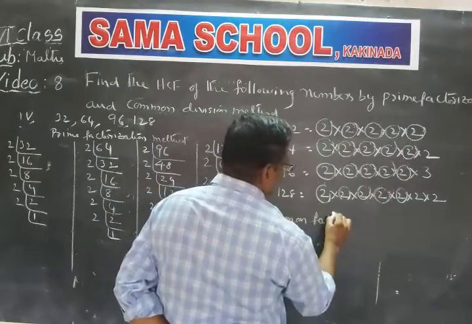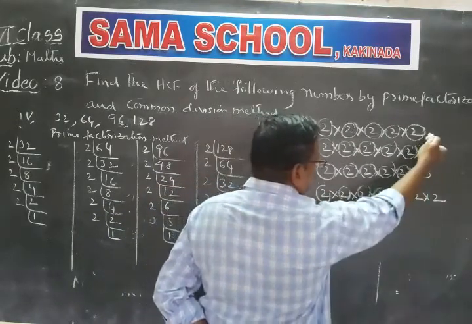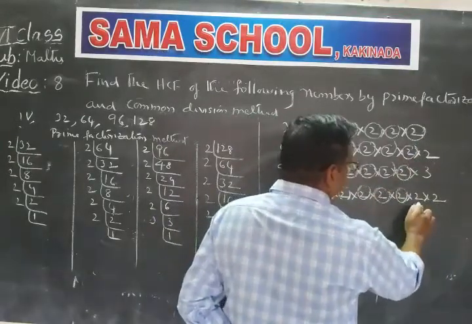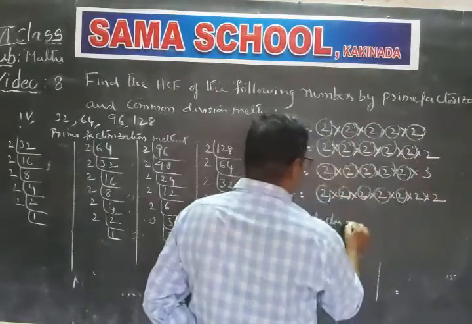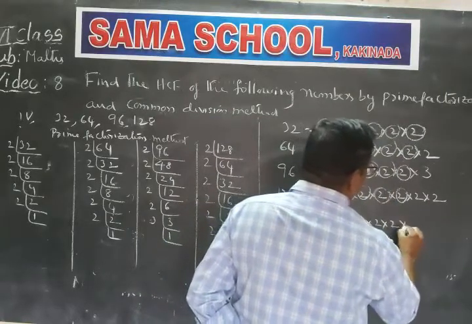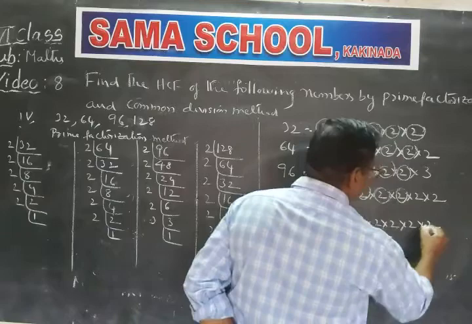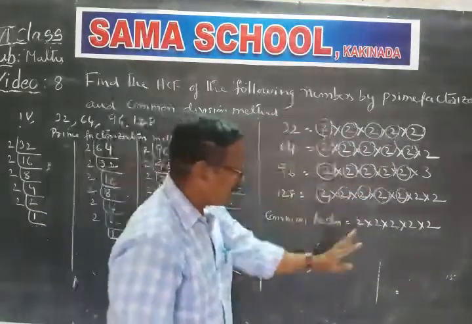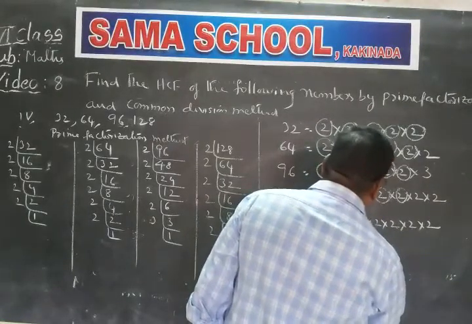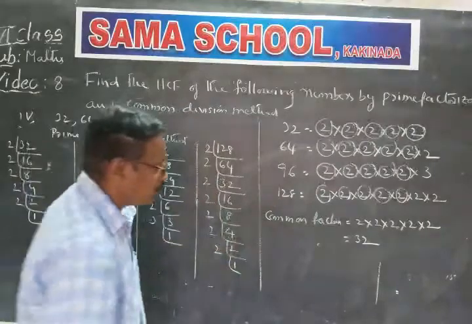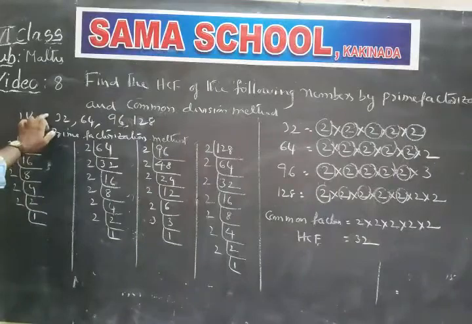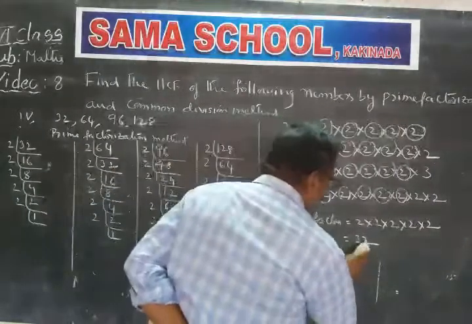The common factors: in one place 2 is not there, in another place 2 is there, but this 32 is not having 2. Now the common factors are 2 times 2 times 2 times 2 times 2, five 2s. These are all the common factors of 2. Two 2s are 4, four 2s are 8, eight 2s are 16, sixteen 2s are 32. This common factor multiplied gives 32. That is the HCF of the given numbers in the prime factorization method. In the prime factorization method, the HCF is equal to 32.